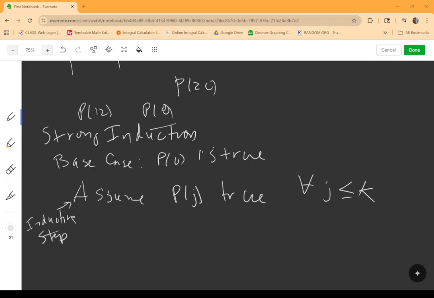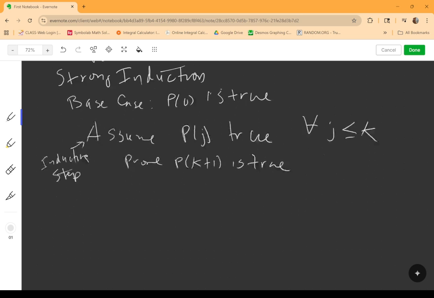Assume that p of j is true for all j less than or equal to k, and then we prove p of k plus 1 is true. All right, so now let's take a look at a couple of examples here.